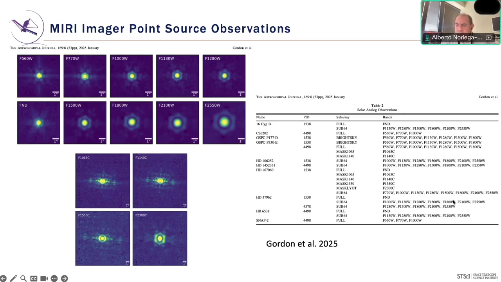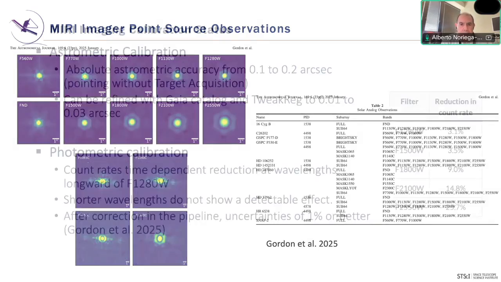On the right, again from the article, is a typical series of calibration observations that we do for MIRI, where we take the different filters for the imager, and of course we also try to do it for as many subarrays as possible. And we have not only solar analog observations, but also different types of objects.